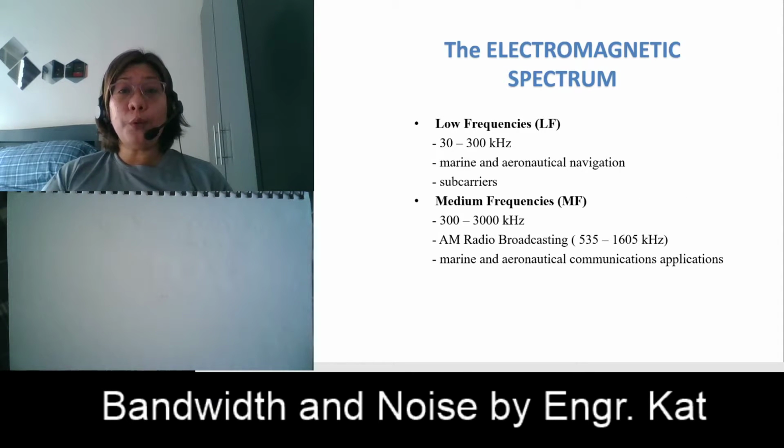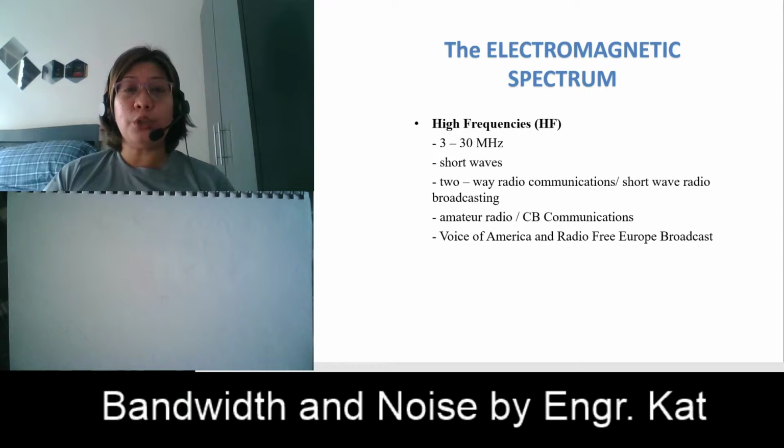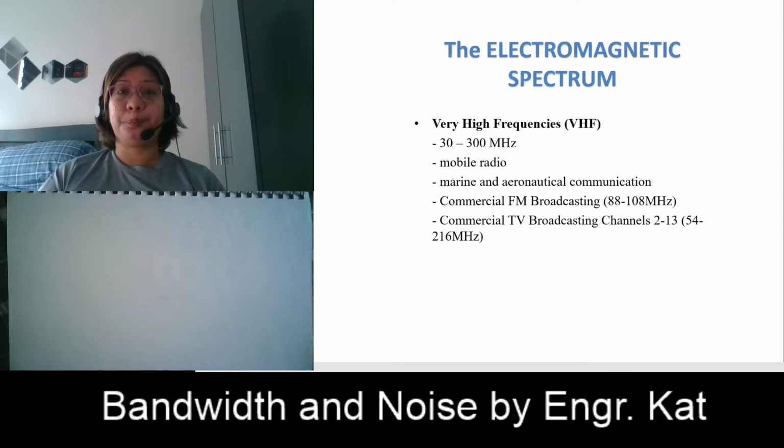Okay, so low frequency range, marine and aeronautical navigations or subcarriers. Okay, so medium frequencies, AM radio, which says there 535 to 1605 kilohertz, and other marine and aeronautical communications applications. Okay, high frequencies, we call these short waves. This is where your two-way radio communications or short-wave radio broadcasting, the amateur radios, the citizens band communications, Voice of America and Radio Free Europe broadcasting fall. So they fall under high frequency.